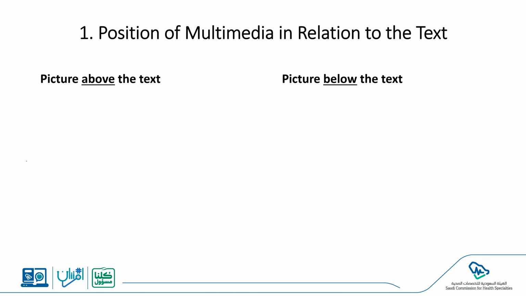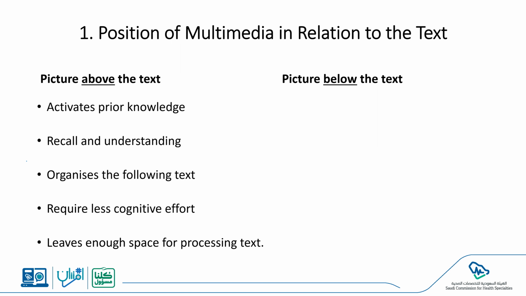So you can have a picture that's above the text and below the text, but each of these are going to have different aspects. Usually from the literature, presenting a picture above the text activates prior knowledge. And so it helps in recall and understanding. It helps in organizing the following text. So when you see the image, it's going to help you understand the text that's after it. It requires less cognitive effort.